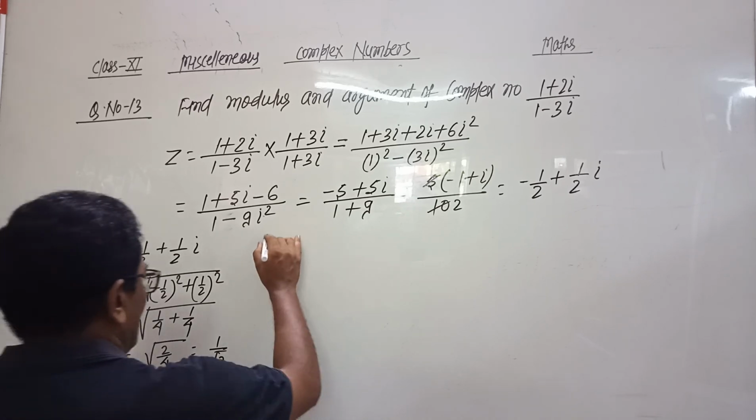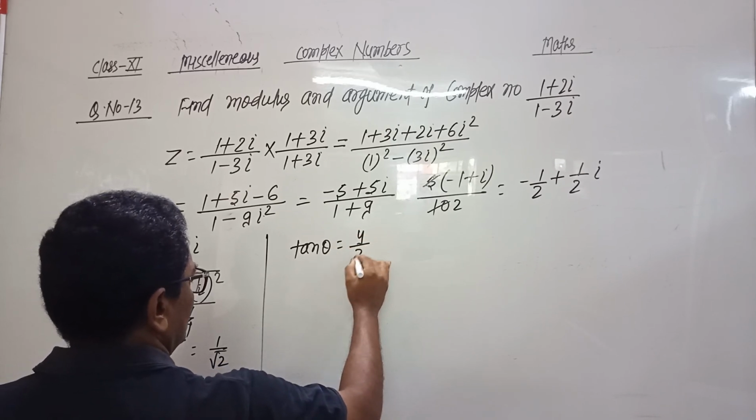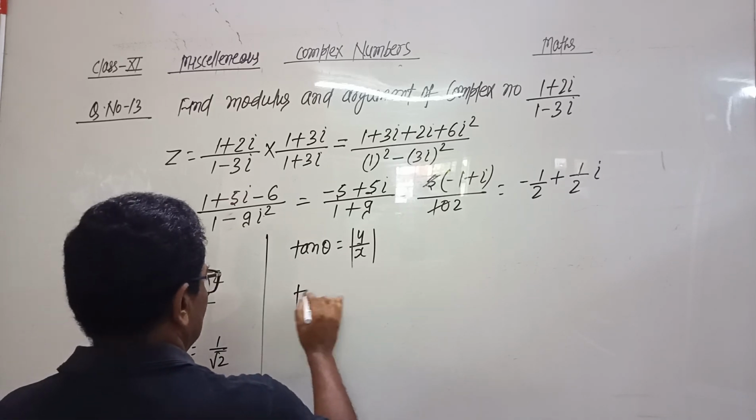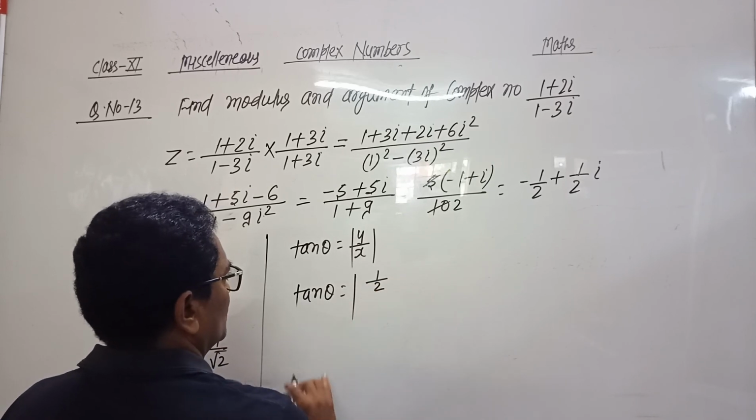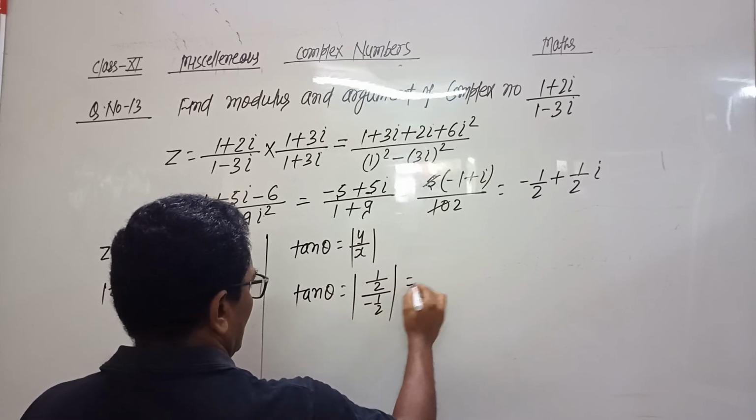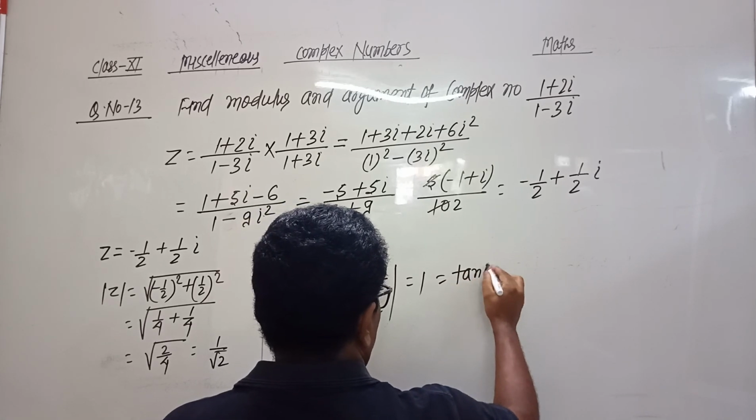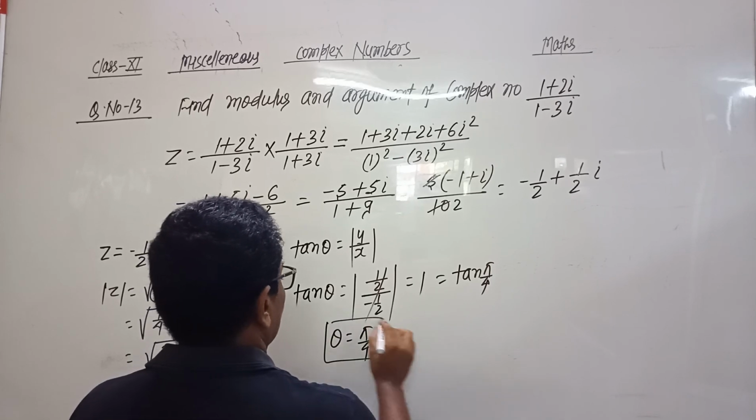Now we have to find the argument. So for argument we calculate tan theta equals mod value of y by x. Tan theta equals the value of y, which is 1 by 2, by the value of x, which is minus 1 by 2, and it comes 1, which is tan pi by 4. So theta equals pi by 4.